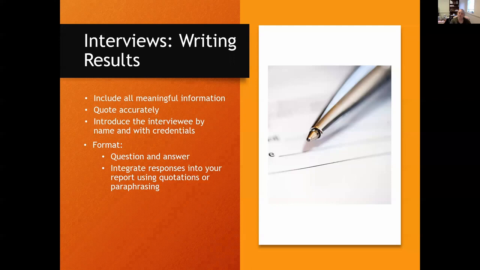In the results, when you have interviews, you want to include all the meaningful information. If you're going to use a quote, do it accurately. A lot of times interviews can be recorded so that if you do use a direct quote, you can get the actual wording correct. You want to introduce the interviewee by name and their credentials. Typically, the format for results of this is going to be what question was asked and then the answer that was given. And you can do those answers that were given either by direct quote or by paraphrasing what the interviewee actually said.